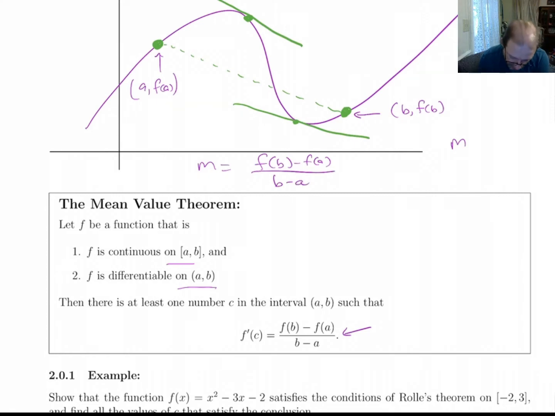And of course, f prime of c is just the slope at any point c. So we'd have 2 different c values that work on this one: the x-coordinate of this point and the x-coordinate of that point.